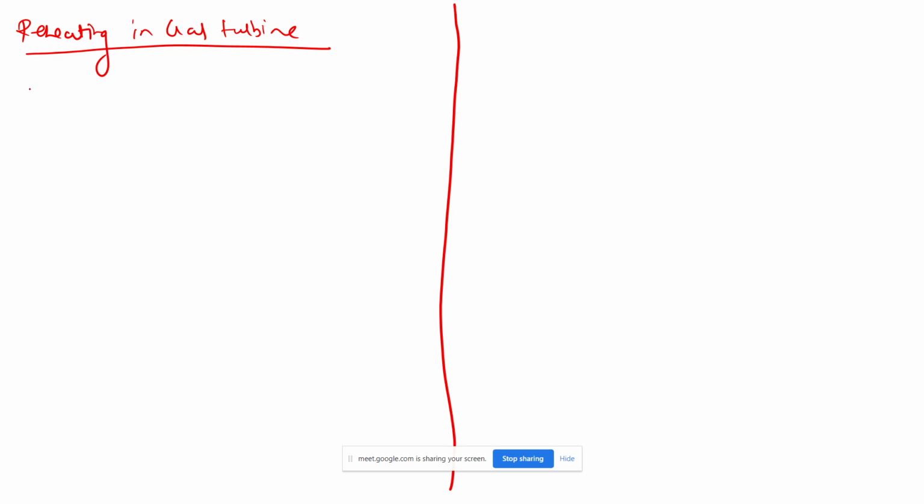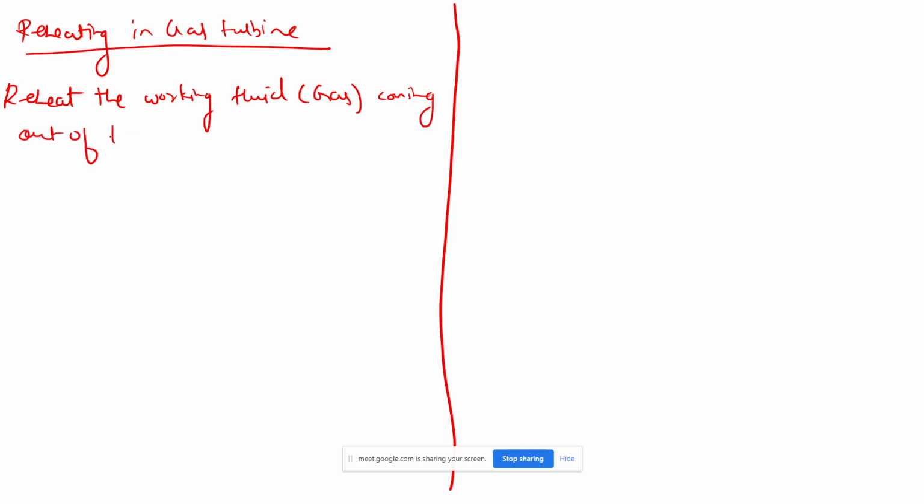So in this process, what we basically do is reheat the working fluid, which in case of gas turbine is a gas, coming out of the turbine in more than one stage. I will discuss this.